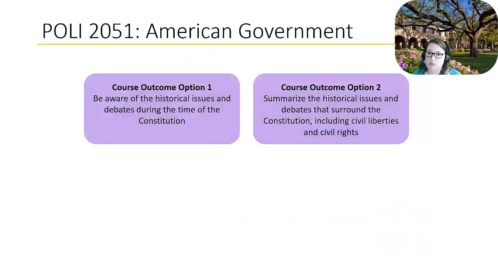So let's go back to Poly 2051, and I want you to look at 2 examples of a course outcome that were written. Course outcome 1 says, be aware of the historical issues and debates during the time of the Constitution. And course outcome 2 is summarize the historical issues and debates that surround the Constitution, including civil liberties and civil rights. So I'm going to stay silent for a second so you can process and make a decision on which of the 2 examples is written in a way that is measurable and observable.